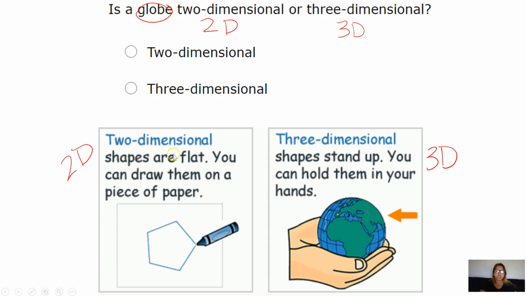Well, let's read what a 2D shape is. Two-dimensional shapes are flat. You can draw them on a piece of paper. Okay, and what is a three-dimensional shape? Well, three-dimensional shapes stand up. You can hold them in your hands. So can we hold a globe in our hands, boys and girls? Yes, we can, because we can actually see an illustration of somebody holding the globe in their hand. Therefore, the globe is three-dimensional. Okay, so the globe is a three-dimensional shape.